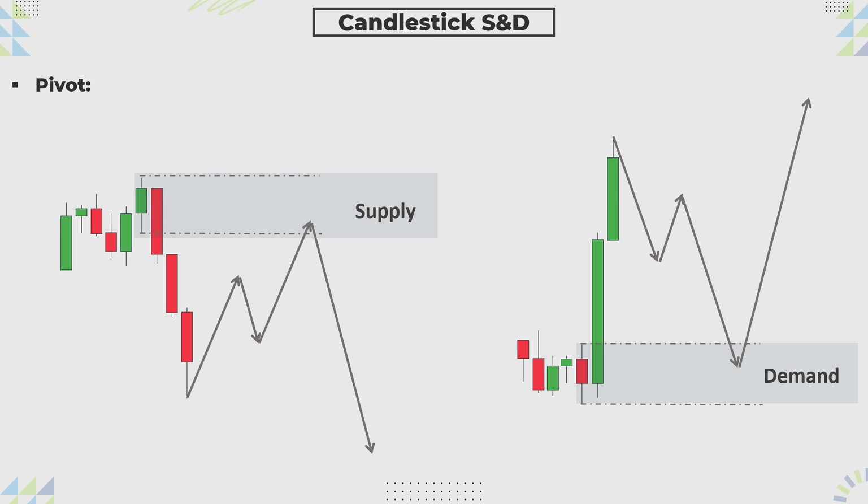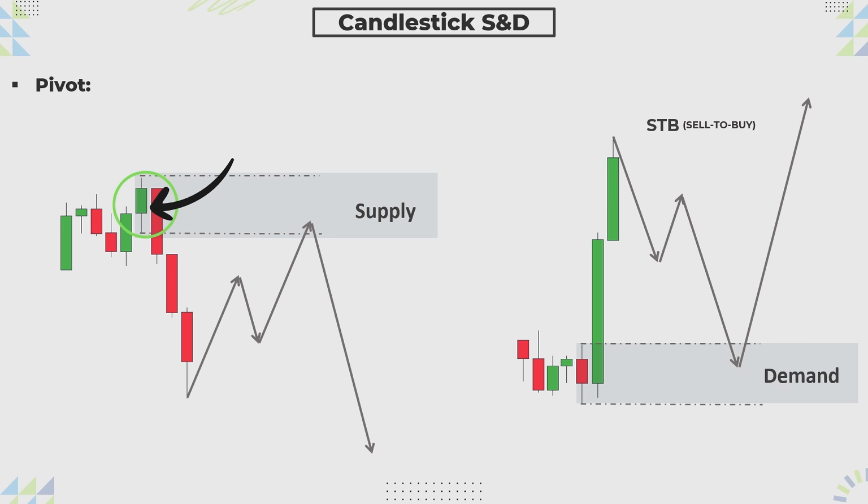For a demand zone, it's usually the last selling candle, a bearish candle, where the next candle closes above its high, formed just before a sudden, drastic upward rally. This also represents a typical sell-to-buy pattern. For a supply zone, it's usually the last buying candle, a bullish candle, where the next candle closes below its lowest point, formed just before a sharp, drastic downward drop.